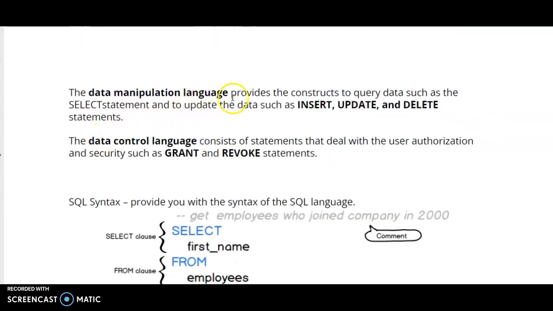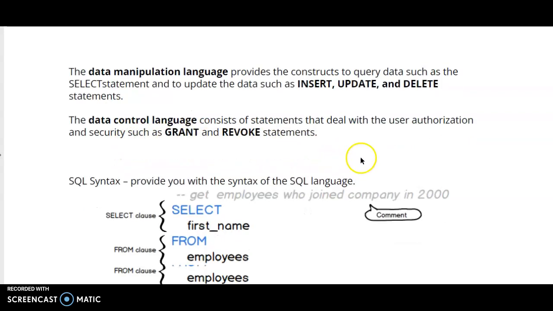Data manipulation language provides constructs to query data, such as the SELECT statement, and to update the data, such as INSERT, UPDATE, and DELETE, which come in the data manipulation language. And data control language consists of statements that deal with user authorization and security, such as the GRANT and REVOKE statements.